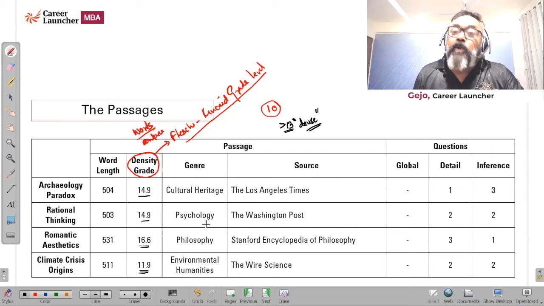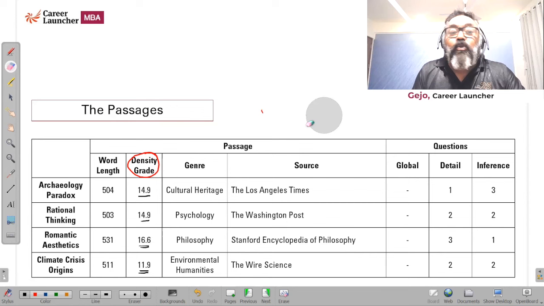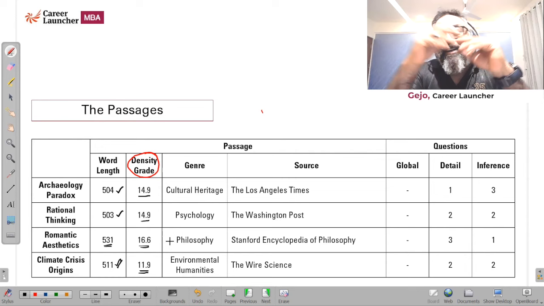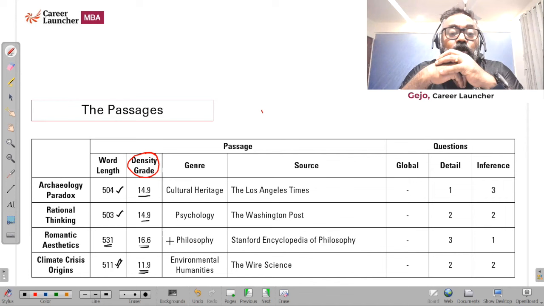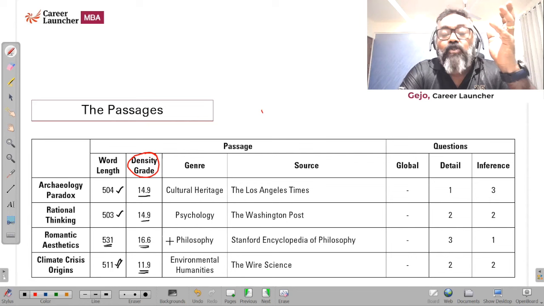Okay, what else? Let's look at the word length. It's about 500 words. There's one which is 531 and another with 511 words. If you look at the CAT passages from 2017 till now, every single passage is about 500 words. The CAT has stuck to it. If you're planning to take the CAT in 2024, you can expect the passage length to be around 500 words as well.